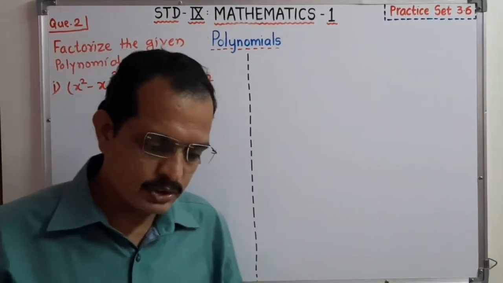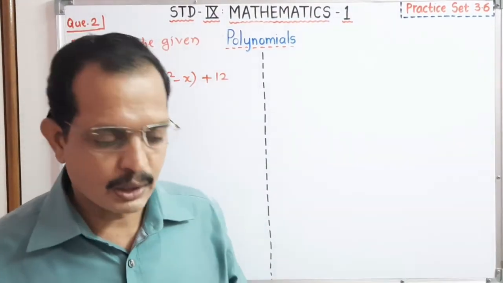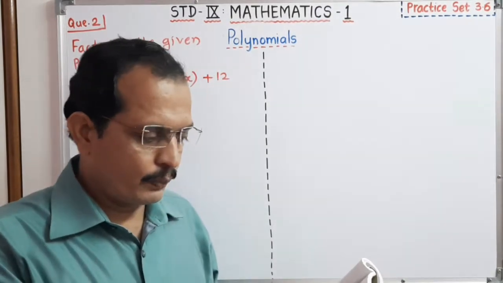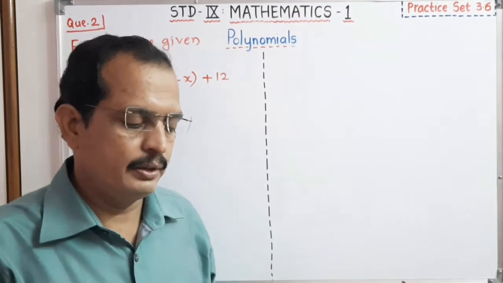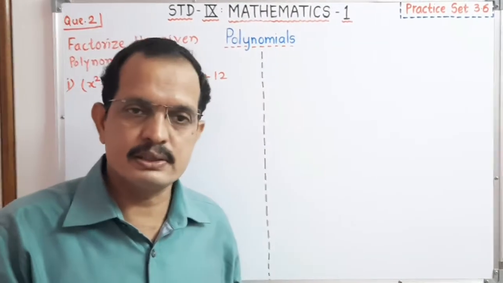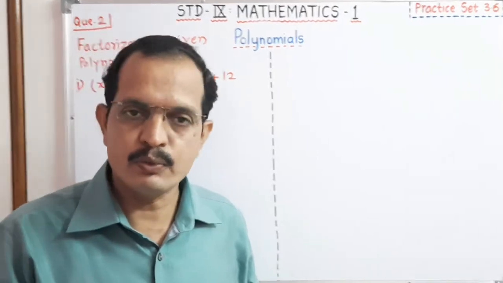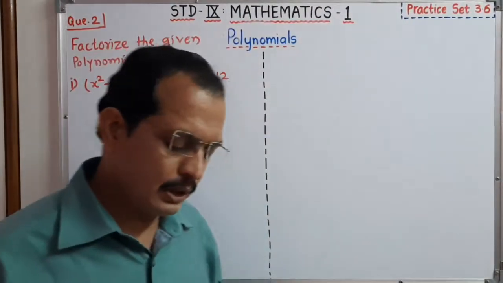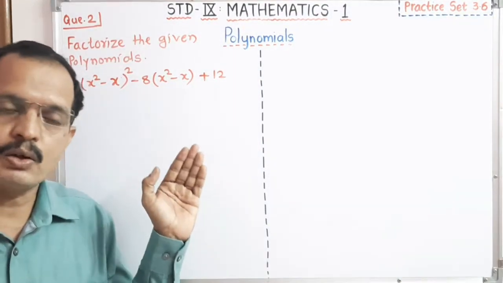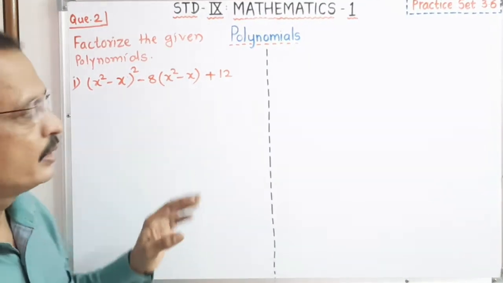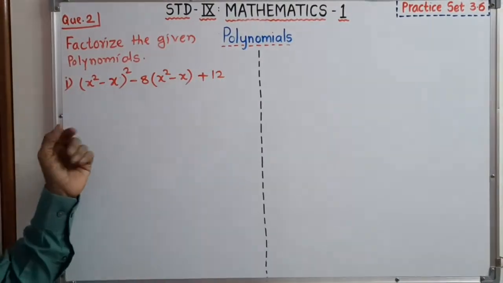In this second question, dear student, there are a total of 7 sums given. But out of that 7, the 5th, 6th and 7th, those 3 are reduced for this year. Therefore, we have to see the 1st, 2nd, 3rd and 4th. Dear student, just now we completed factorizing the quadratic polynomial. These are also quadratic polynomials, but given in another way.